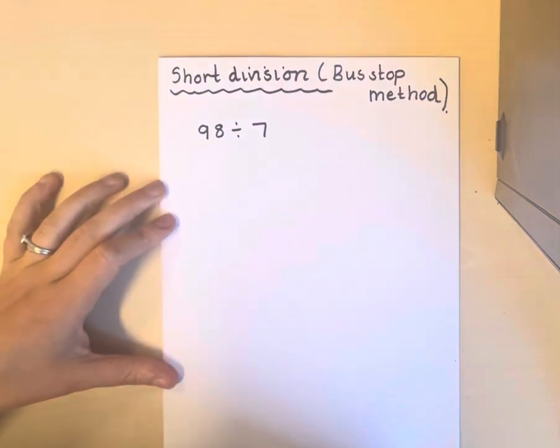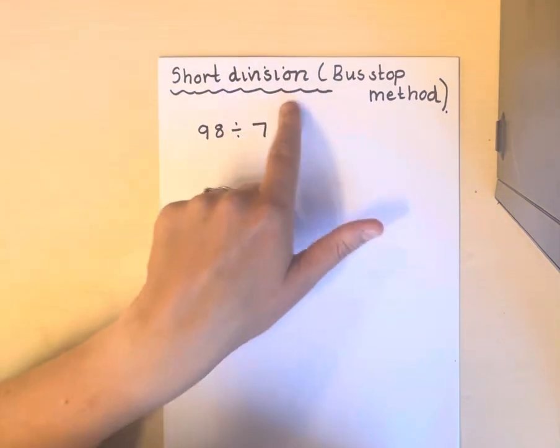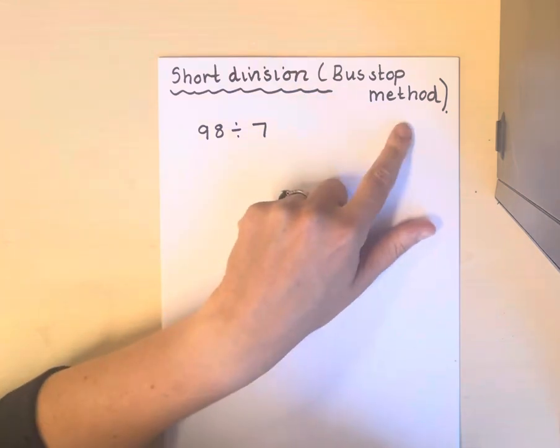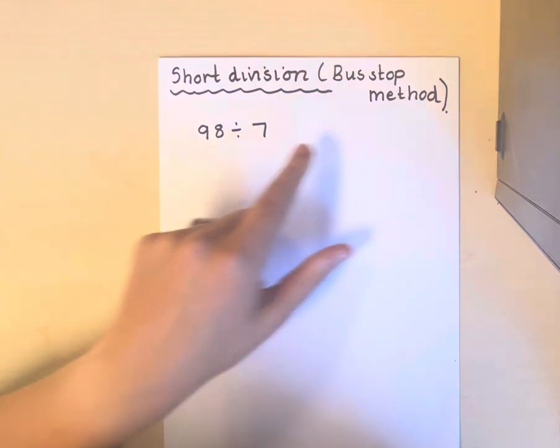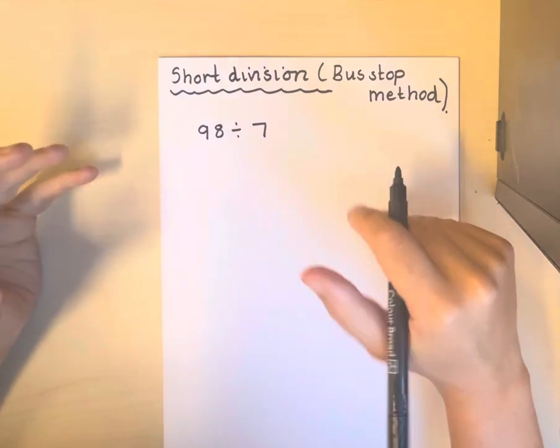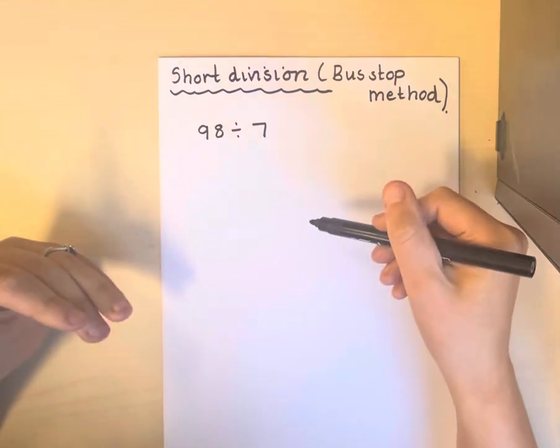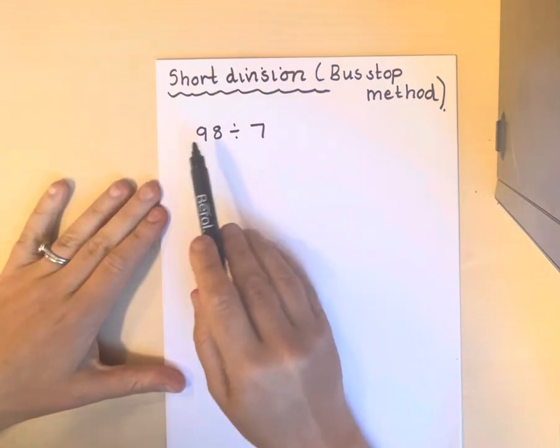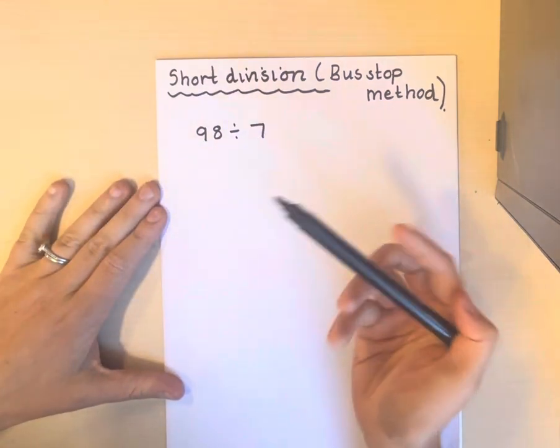Okay, so last week we looked at short division. The children might refer to this as the bus stop method as well. So what I'm going to do is just do a few examples so that the children can look back at this, as it was something that we were finding really tricky in class. So we've got 98 divided by 7.